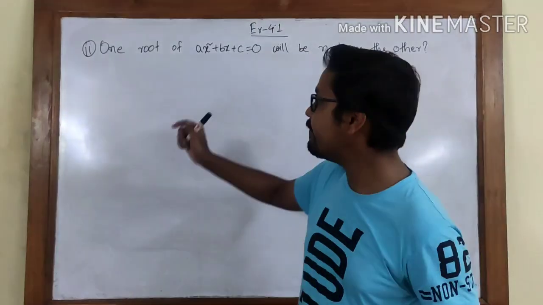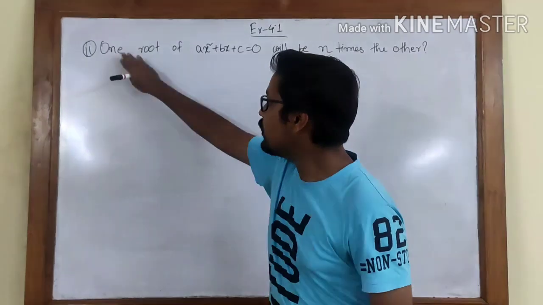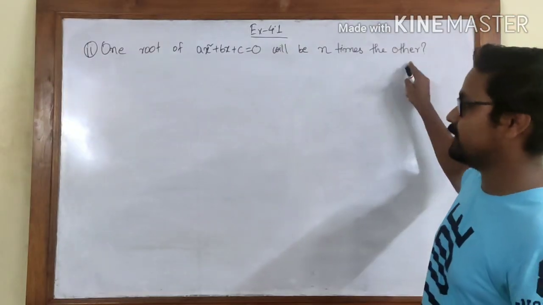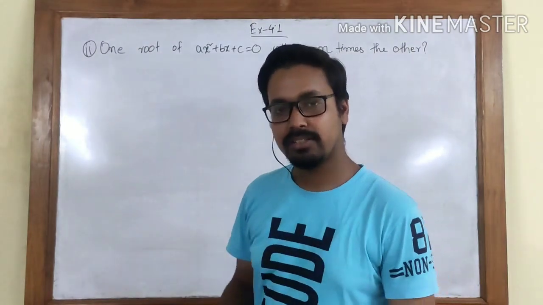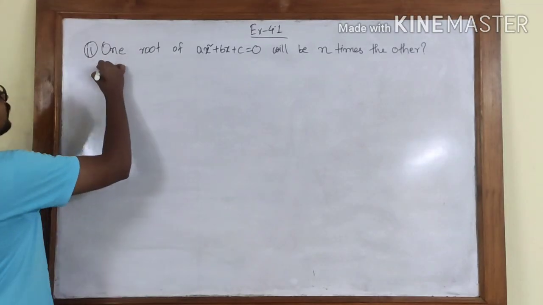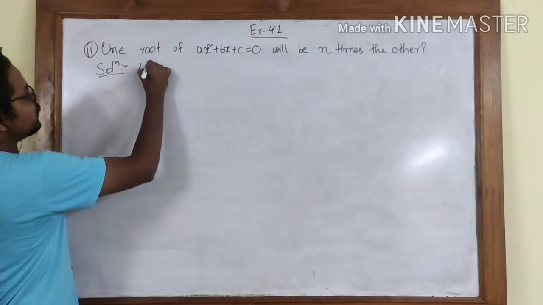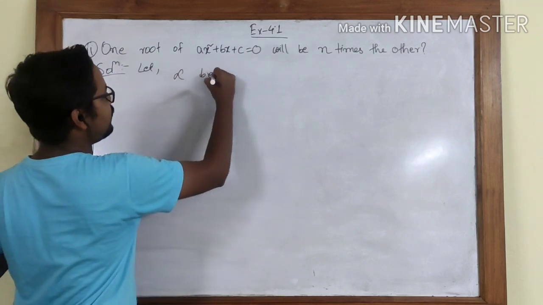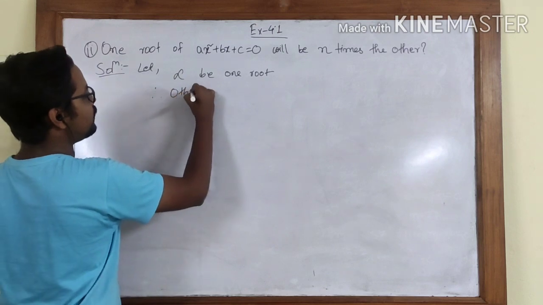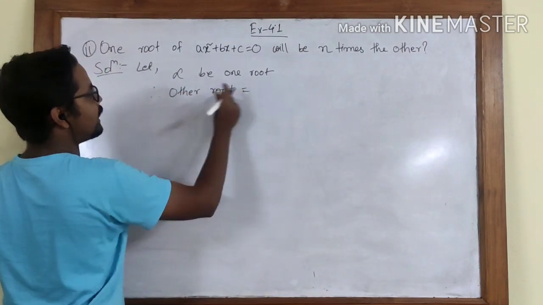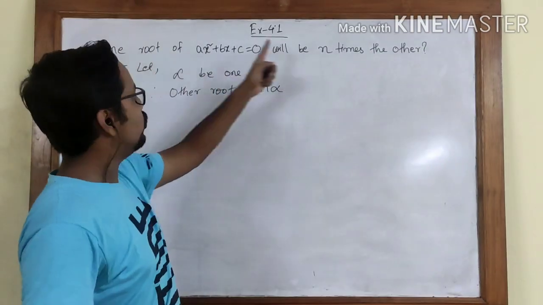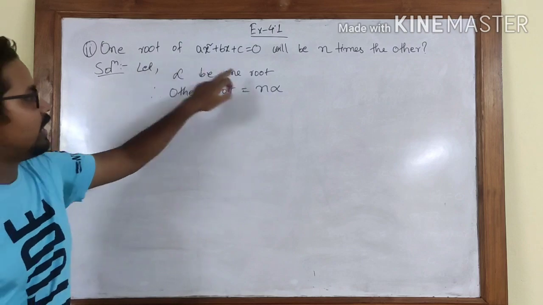With question number 2, we have, under what condition one root of ax square plus bx plus c equal to 0 will be n times the other. So suppose if one root is alpha, the other root will be n times of alpha, that is n alpha. So here, how do we start? For the solution, let alpha be one root, therefore the other root will be n times of alpha, that is n alpha. From the question itself, one root will be n times the other. So if one is alpha, other is n alpha.